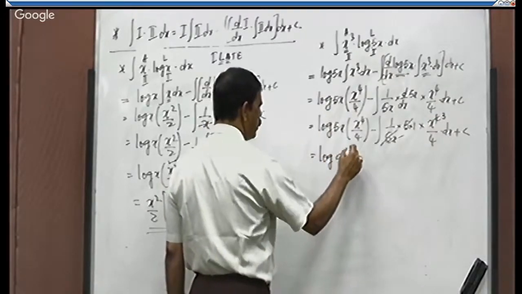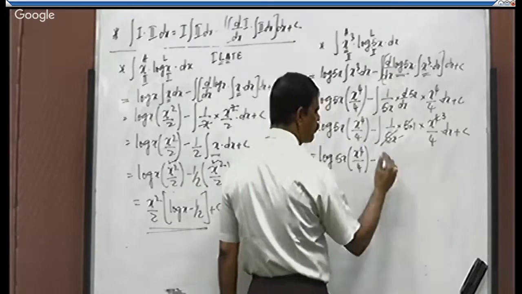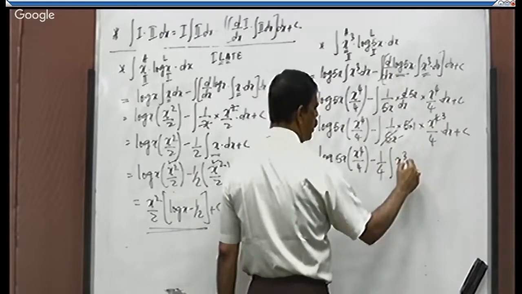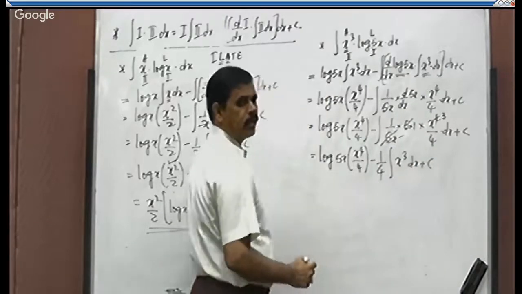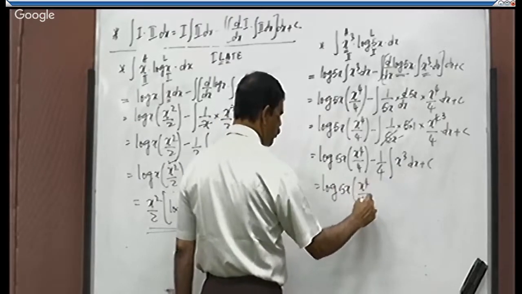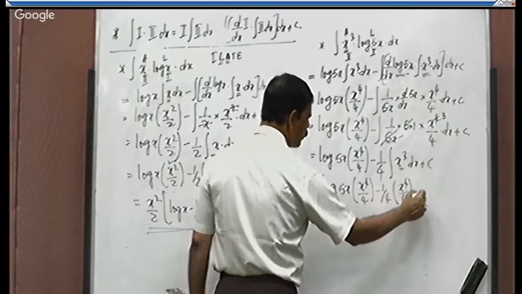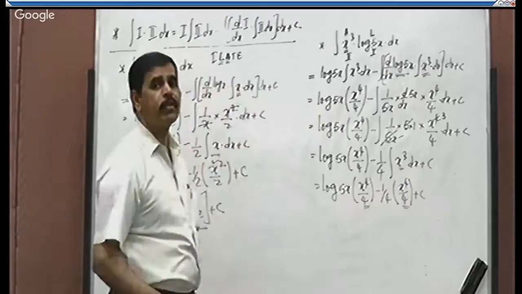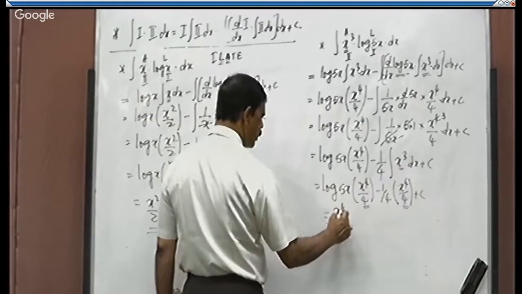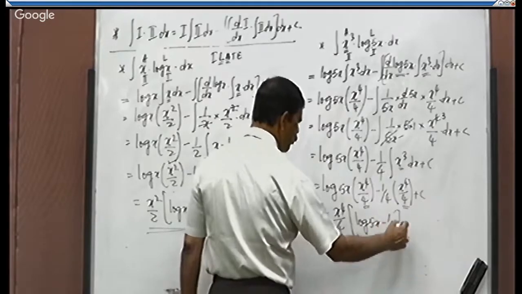Then it becomes log of 5x into x to the power of 4 by 4 minus, if any constant is there in the integral, you take it outside. What is the constant? It is 1 by 4. Integral of x cube, right? X cube into dx plus c. That is log of 5x into x to the power of 4 by 4 minus 1 by 4 into, what is integration of x cube? It is x to the power of 4 by 4 plus c. In this problem also, we have a common x to the power of 4 by 4. So in log problems, definitely you will have a common term to take outside, x to the power of 4 by 4. That is log of 5x minus 1 by 4 plus c.